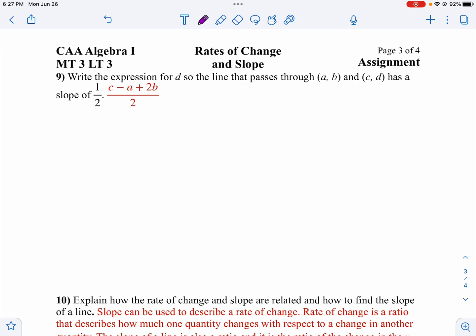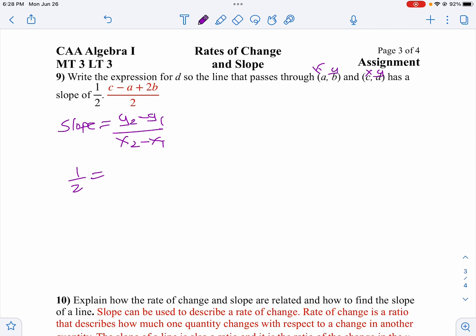Okay, number 9. Oh, we got a lot going on here. So what happens here, I want to write an expression for D that passes through A, B, C, D if the slope is 1/2. Well, remember, slope is y2 minus y1 over x2 minus x1. On this problem, we know the slope is 1/2. And then remember, it goes xy, xy.